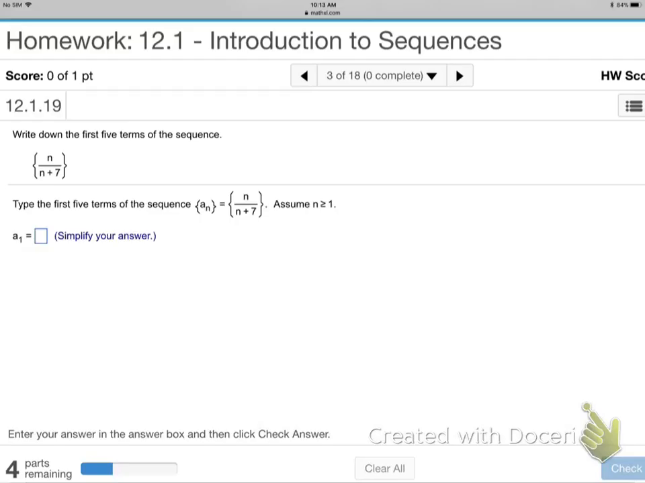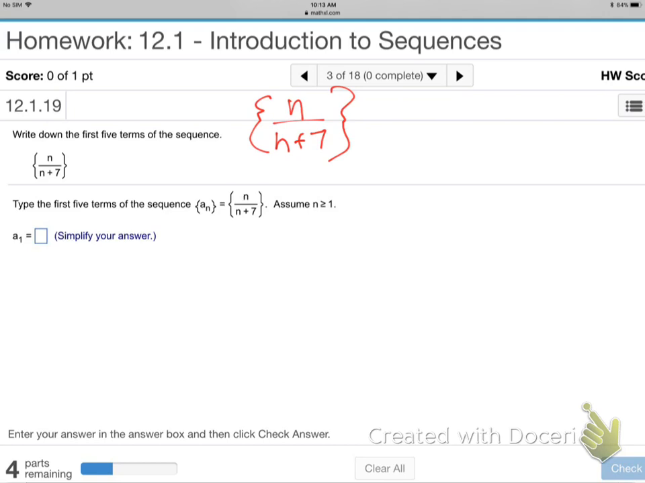All right, so they're saying write down the first 5 terms of the sequence. What are they talking about? So they're giving me this funny looking curly bracket thing, n over n plus 7. So there it is. So what they want you to do, we're talking about sequences now.